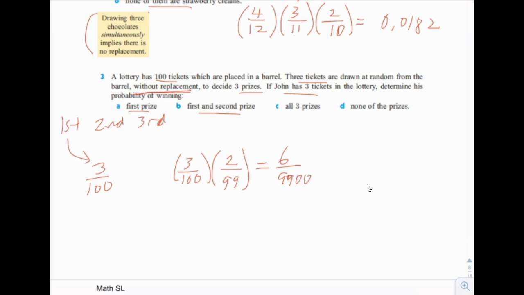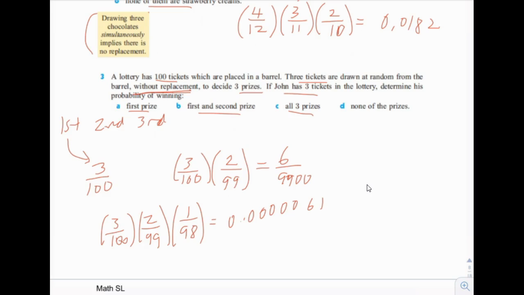All right. And C, what's the probability that he wins all 3 prizes? So that would be 3 over 100 times 2 over 99 times 1 over 98. Okay, and let's see, that would be 6 divided by 100 divided by 99 divided by 98. Really small number. 5 zeros, 5 zeros, 6, 1.